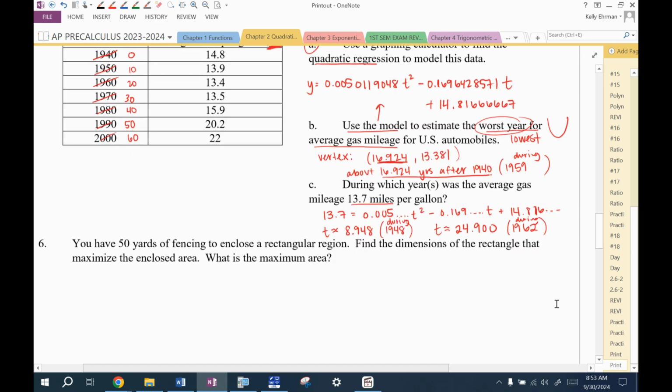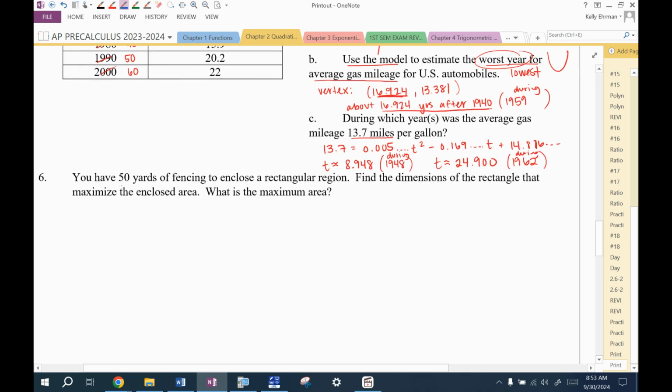All right. Next one. You have 50 yards of fencing to enclose a rectangular region. Find the dimensions that maximize the enclosed area, and then what is the maximum area. So draw a little picture if that helps you. I like to call my horizontal dimension x, vertical one y. So to begin with, we have a perimeter of fencing. So we have 50 equals 2x plus 2y. And then we're trying to maximize an area. Area of that rectangle will be x times y.